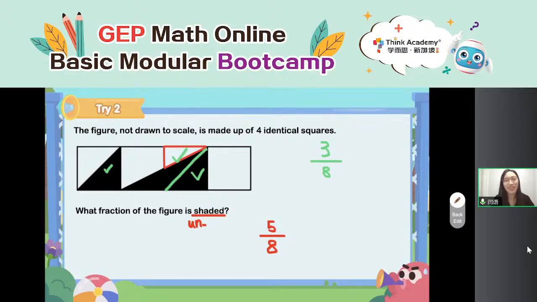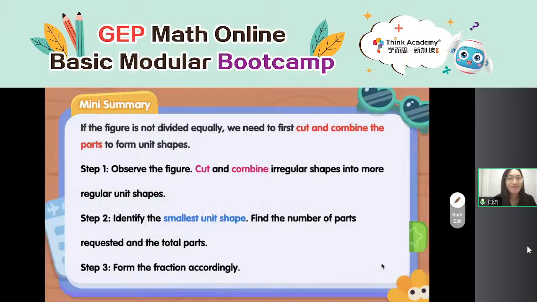Yes, very good. So you see, reading the question is also very important. Don't just say, I know it must be shaded, or I know it must be unshaded. Read the question. That is the most important thing, okay? So here, let's have a quick summary of this part.